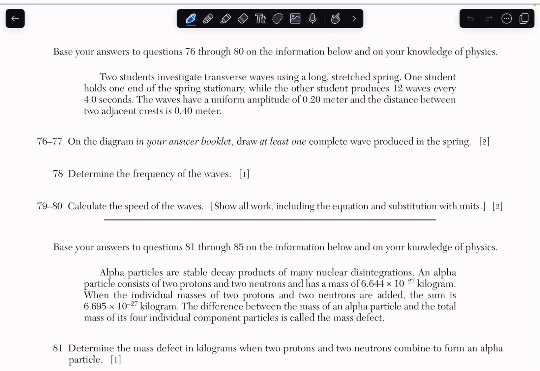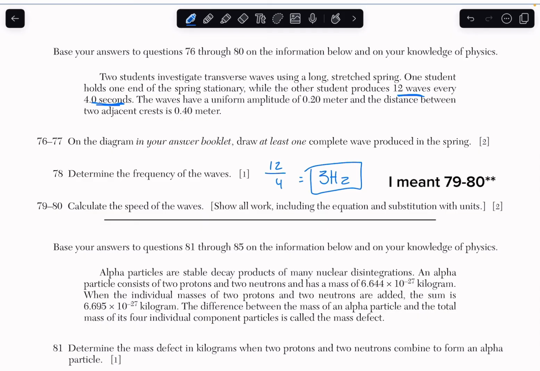So now we're back at the regular packet, and for question 78, we have to solve for frequency. Remember, frequency is the number of waves that pass within a certain amount of time. It tells us here that 12 waves pass every 4 seconds. So to find frequency, we just have to do 12 divided by 4, and that's going to give us 3, which is 3 hertz.